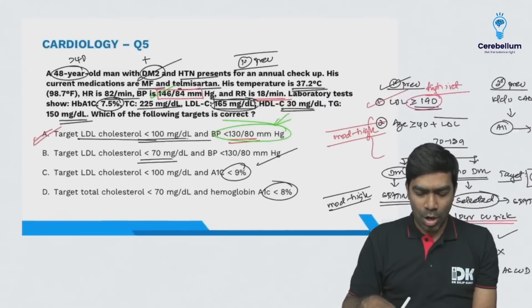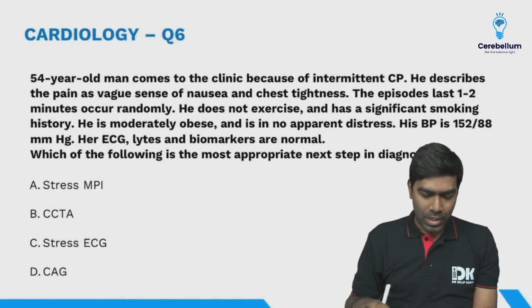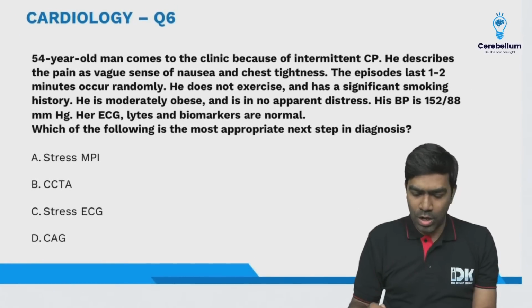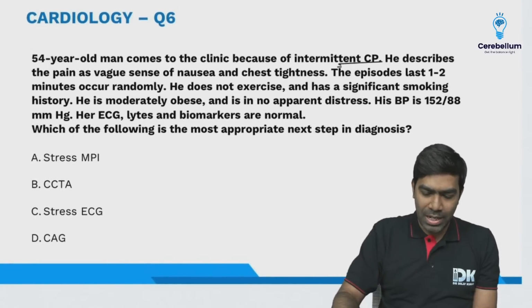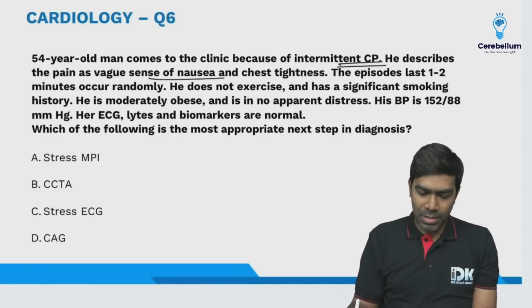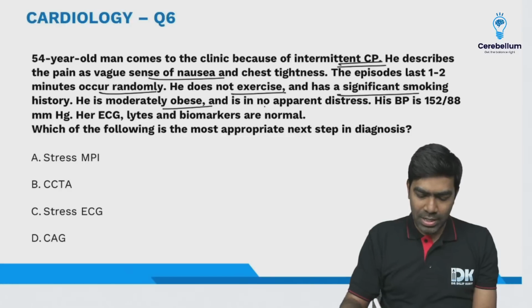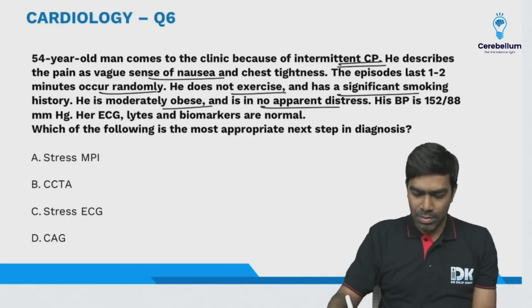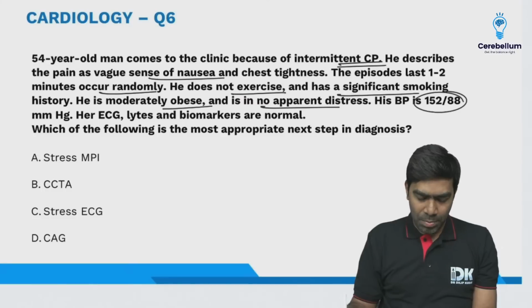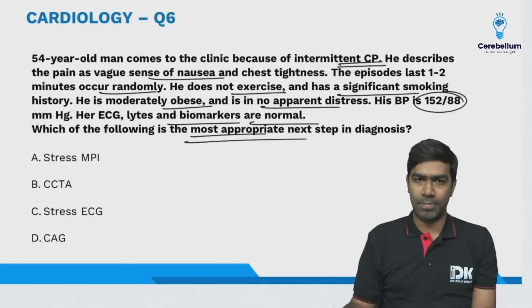So anyway, this is a little complicated guideline, but I think I have given the crux of whatever the guideline is. Coming to question number 6, you have a 54-year-old man who comes to the clinic because of intermittent chest pain. He describes the pain as a vague sense of nausea and chest tightness. The pain episode lasts 1 to 2 minutes and occurs randomly. He does not exercise and has a significant smoking history, is moderately obese and is not in apparent distress. His BP is 152 over 88 millimeters of mercury. His ECG and biomarkers are normal. Which of the following is the most appropriate next step in diagnosis?